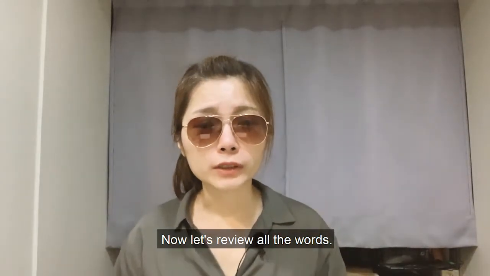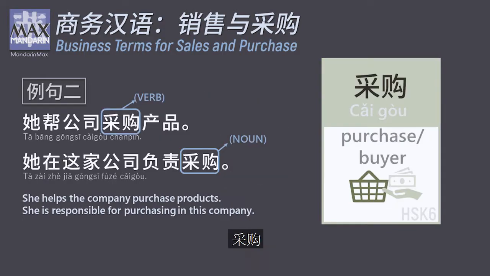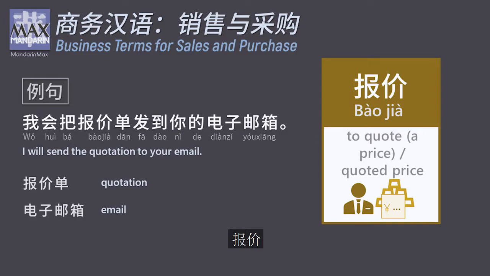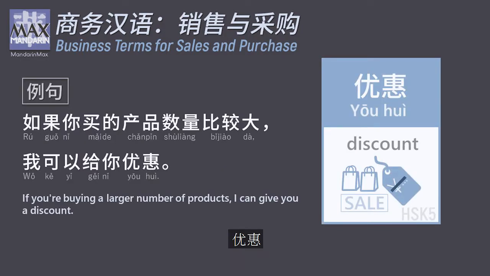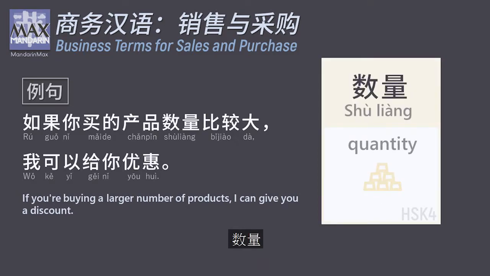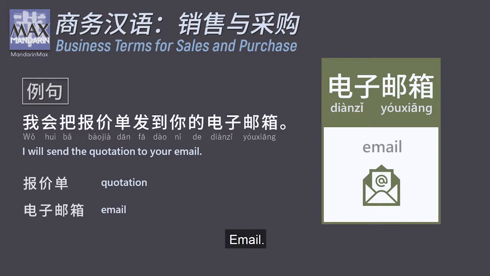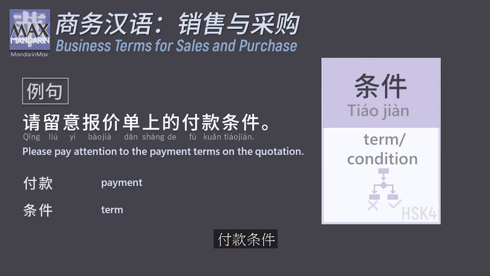Now let's review all the words. 销售, sales or to sell. 采购, purchase or to purchase. 报价, quote or to quote. 报价单, quotation. 价格, price. 优惠, discount. 产品, product. 数量, quantity. 电子邮箱, email. 付款, payment. 付款条件, payment terms.